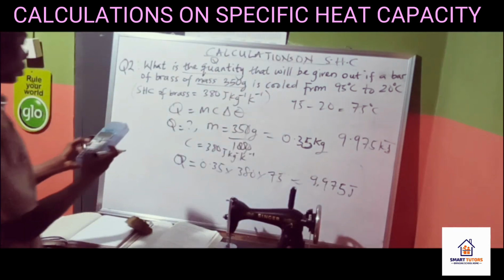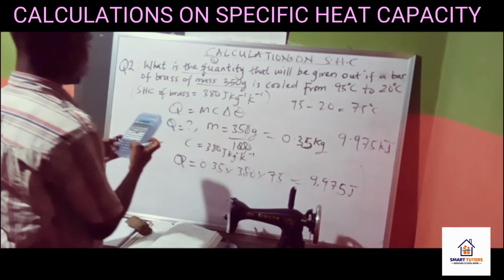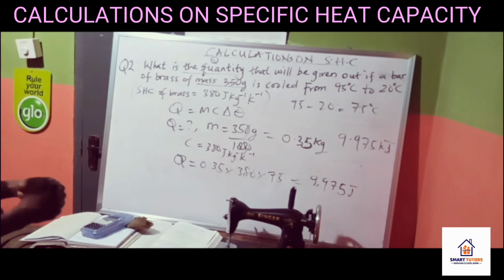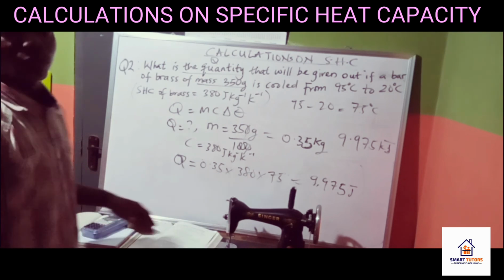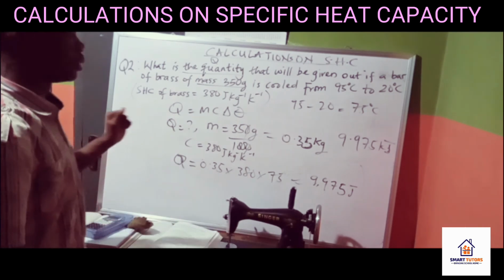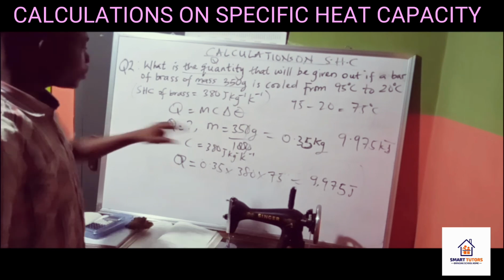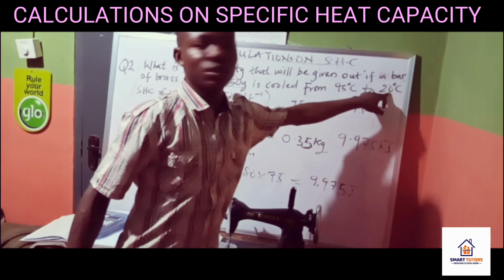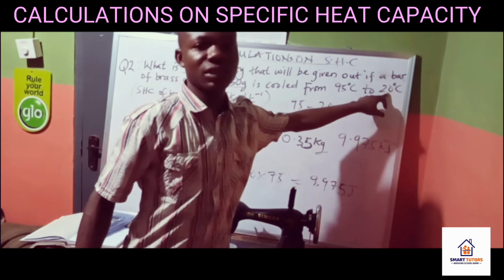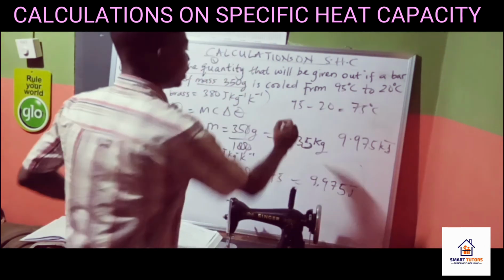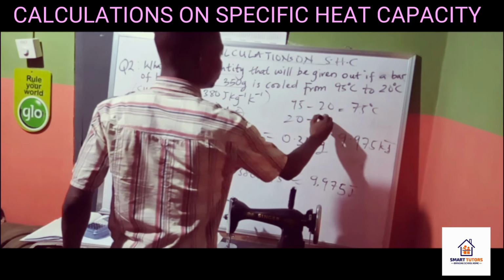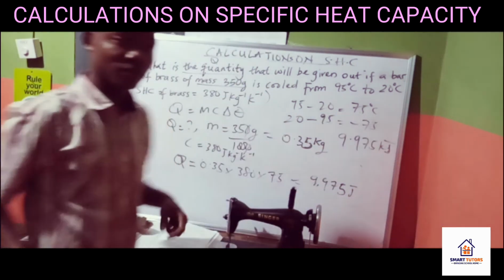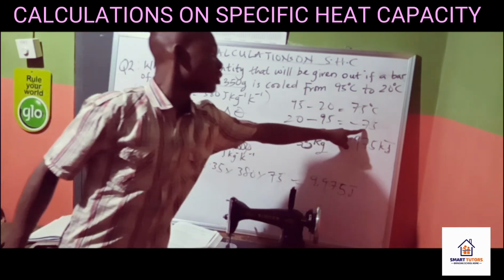Divide by 1000. Yeah, I'm correct. It's 9.975 kilojoule. Now, one of the questions you could have asked me is the change in temperature, from this to this. This is the final temperature, this is the initial temperature. So it's final temperature minus initial temperature, which is 95, which should have given us minus 75.